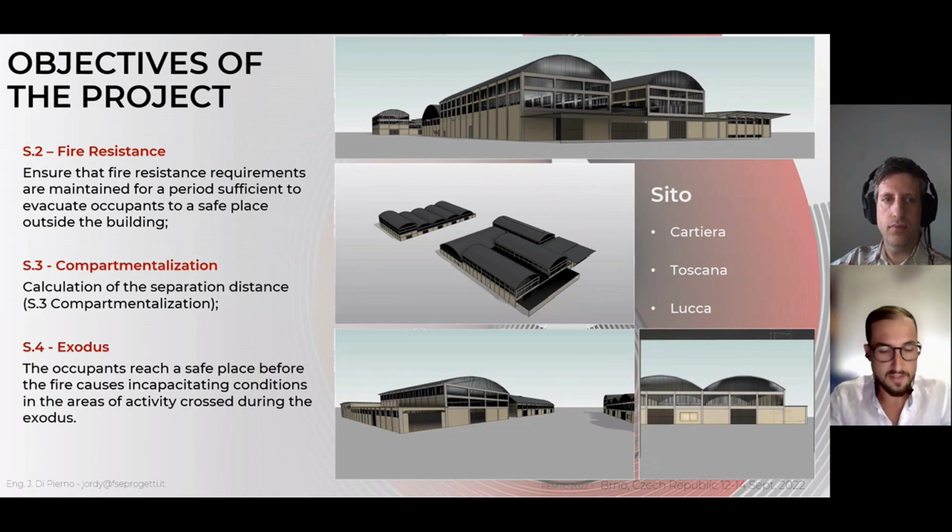S2, fire resistance. The fire engineer needs to guarantee the fire resistance of the structures of the building for the time required by the occupants to safely escape. S3, compartments. Definition of the separation distance. S4, exodus. Time required to reach a safe location for the occupants before the fire and the smoke create adverse conditions.